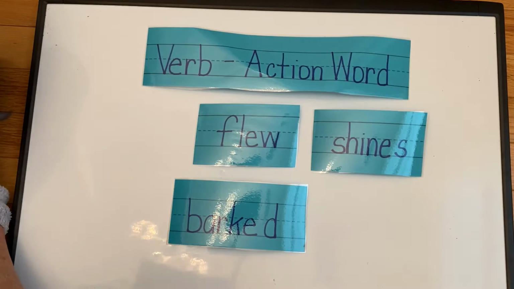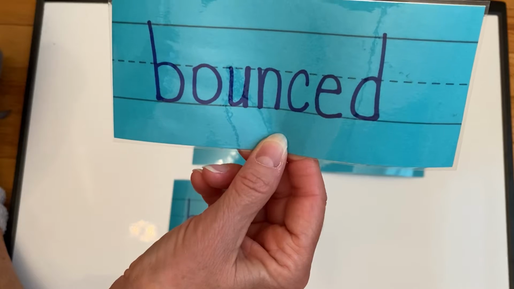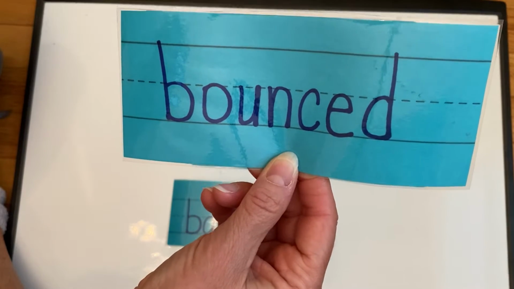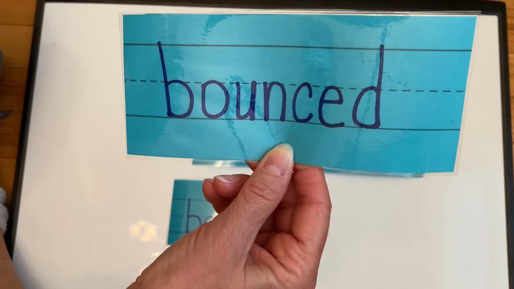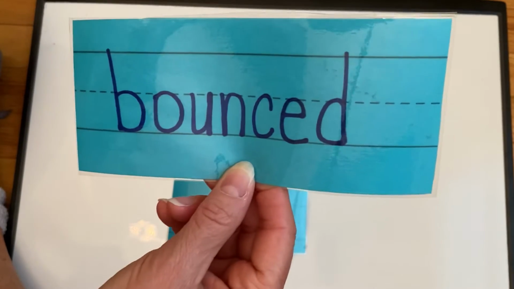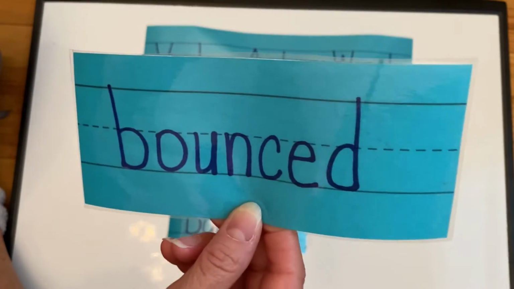We'll do a couple more. This word is pronounced bounced. The ball bounced down the driveway. What did the ball do? It bounced. That is also an action word.